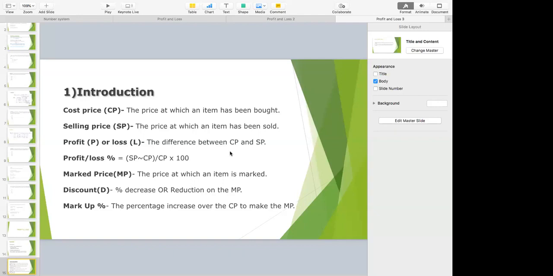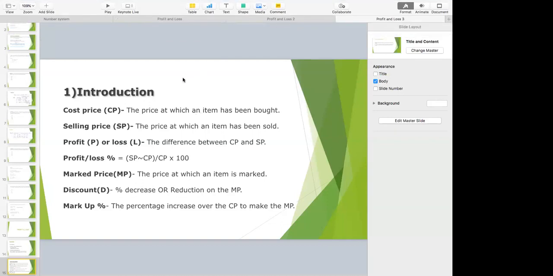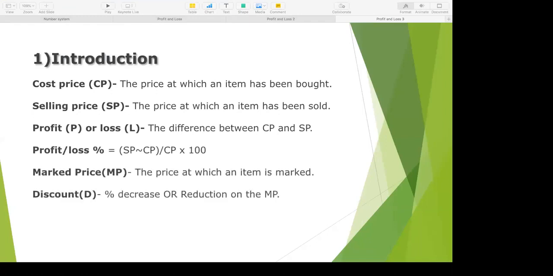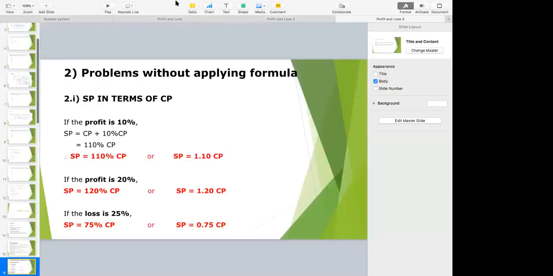Okay. Is this clear, guys? Now, are you clear with the difference between markup percentage, mark price, and all these things? Is there any issue? Okay, thank you. So moving ahead. So let's learn a problem.